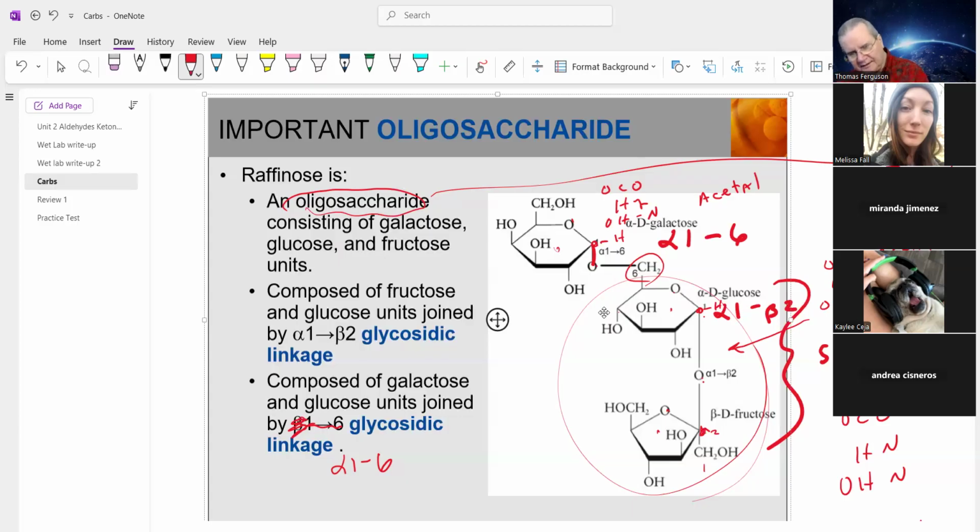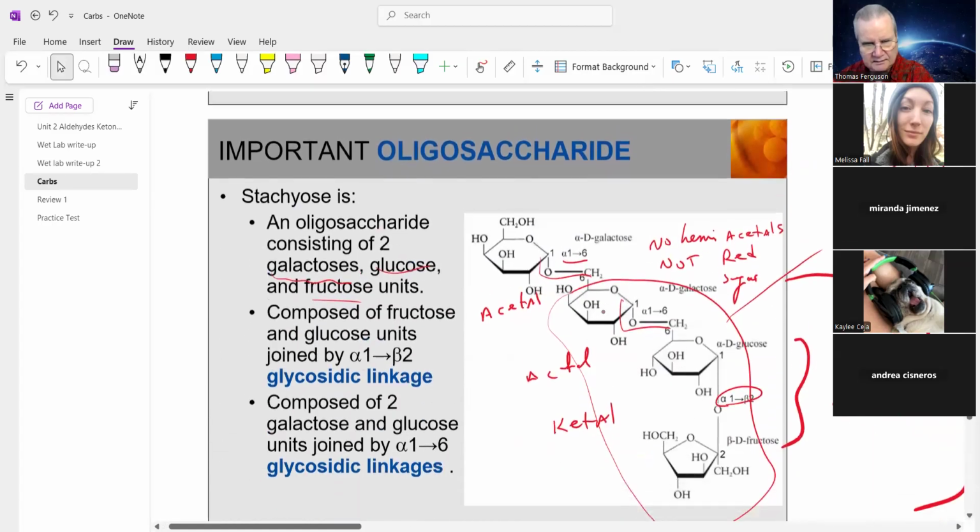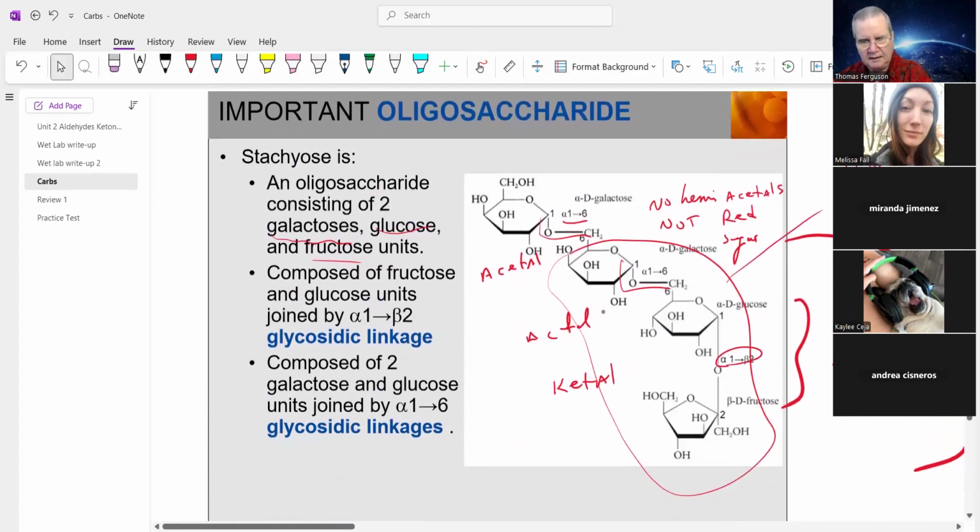So it's not hard, it's just big. It has the same linkages, alpha 1, beta 2 here. And this is an alpha 1,6 because this is attaching to carbon number 6 here, hence the 6. And then the other oligosaccharide is stachyose. This just has 2 lactoses up here.